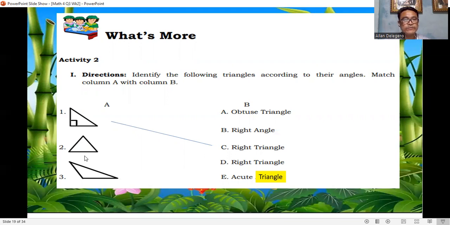Number 2, it is an acute triangle. It has 3 acute angles. And number 3 is an obtuse triangle. It has an obtuse angle.